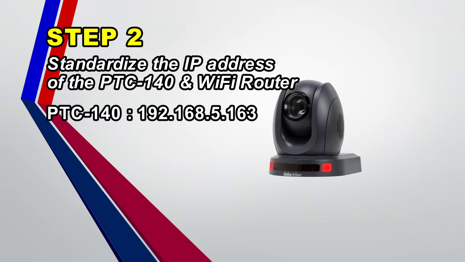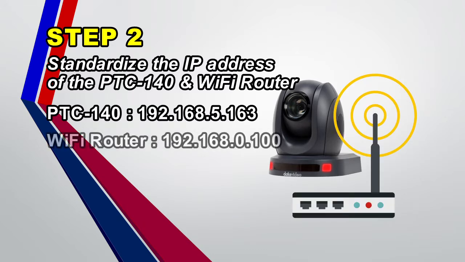For example, if the Wi-Fi router IP address is 192.168.0.100 and I want to change the IP address of the PTC-140 to match the Wi-Fi router, I change it into 192.168.0.163. To change the PTC-140 IP address, please read the PTC-140 manual.